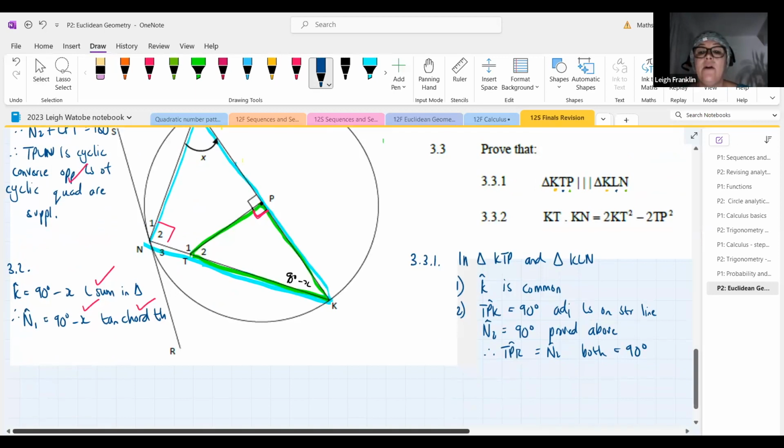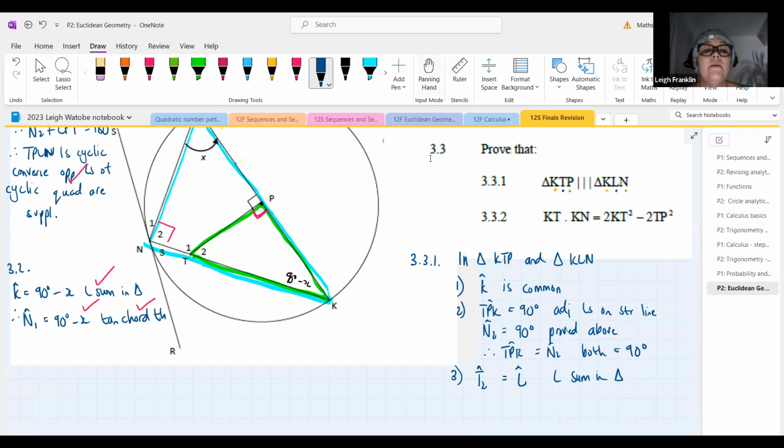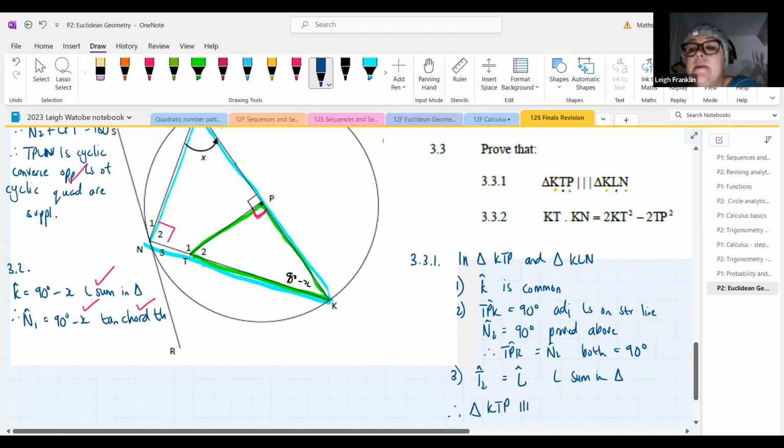All right, and then our last one is going to be angle T2 in the little green triangle, and it has to be equal to angle L in the other triangle, angle sum in triangle, or remaining angles of triangle, or sum of angles of triangle, absolutely. Okay, so therefore, triangle KTP is similar to triangle KLN, angle, angle, angle.